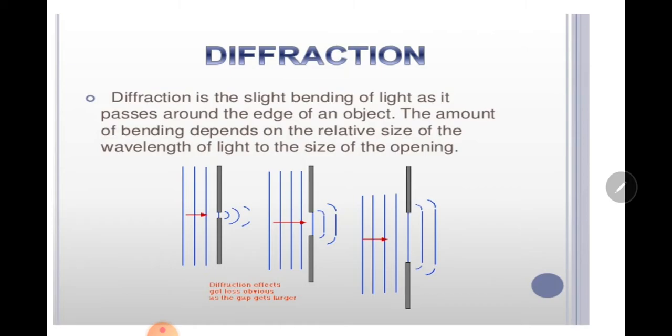Diffraction is the slight bending of light as it passes around the edge of an object. The amount of bending depends upon the relative size of the wavelength of light to the size of the opening. So, if you look here, the size is larger, so diffraction is visible only at the corner. Here in this area, you will see no diffraction. Here you can see diffraction.